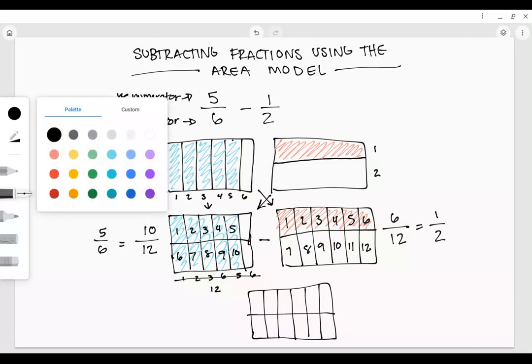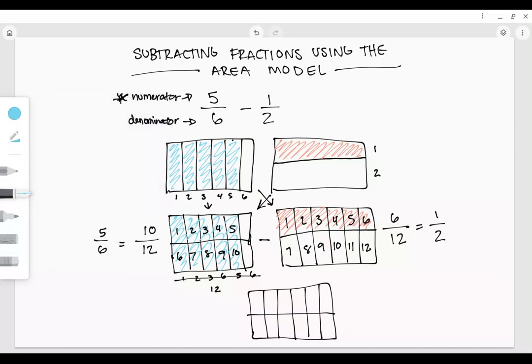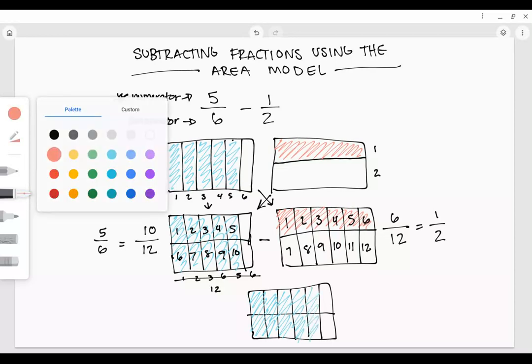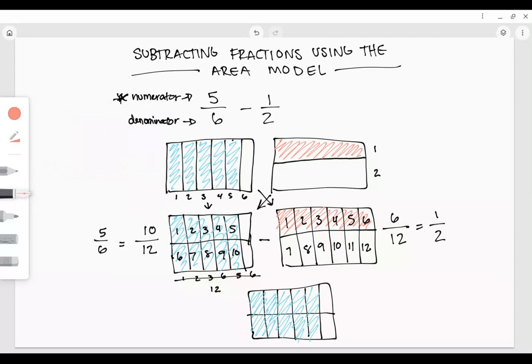And we're going to take our blue shaded color and color in 5/6, which is also 10/12. And now we're going to bring down our 6/12, and we're going to shade in 6 of our blue shaded area.